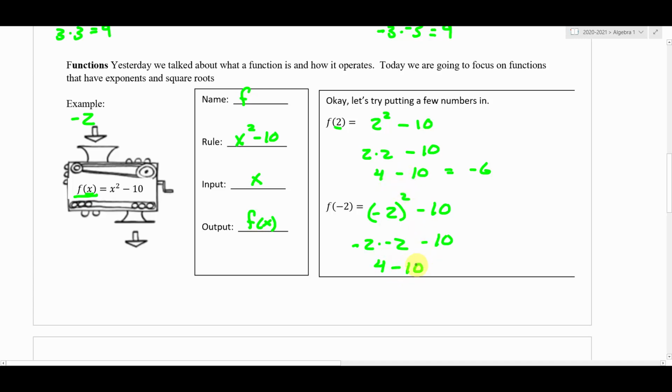Which is weird because it's the same thing that we got up here, right? So 4 minus 10 equals a negative 6. So when I put a negative 2 in, I did stuff to it, and I got out a negative 6.